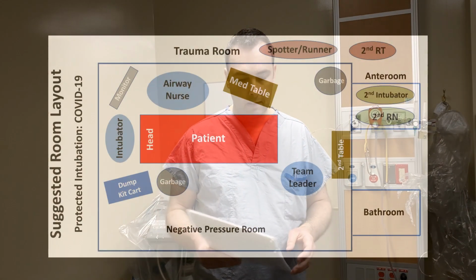Outside the room, we'll have a runner and a spotter who's already out there and ready to go. And lastly, we'll have a second RT outside the room today. That'll be Natina in case we need anything. And they'll also come into play to be our clean team for transport to the ICU.